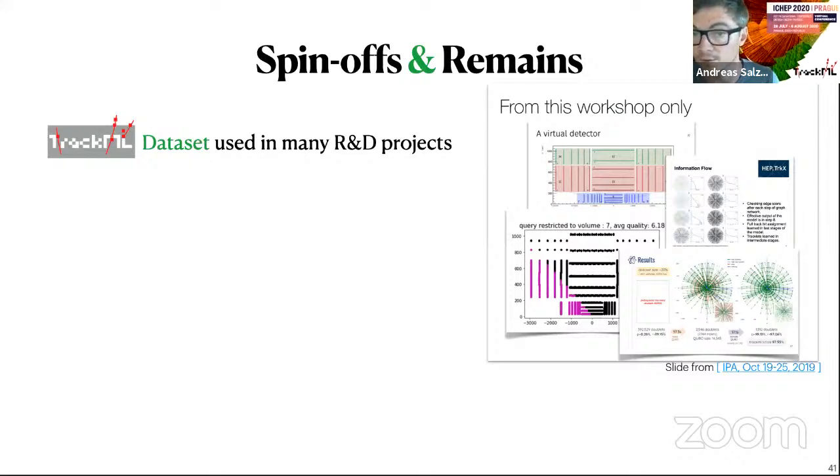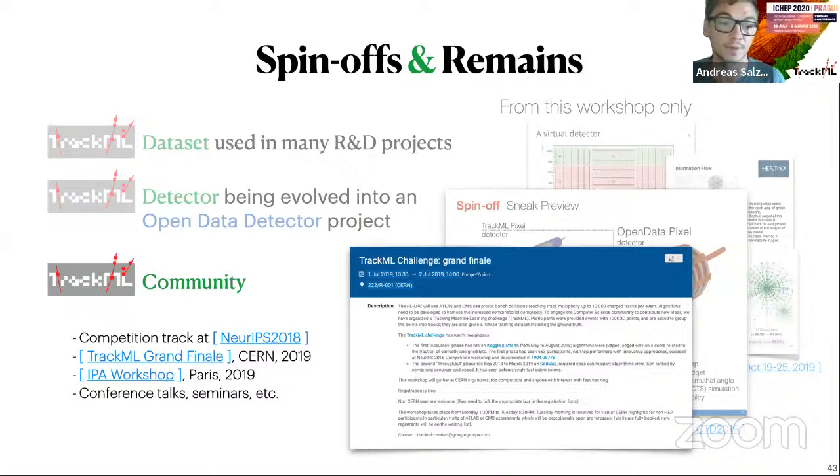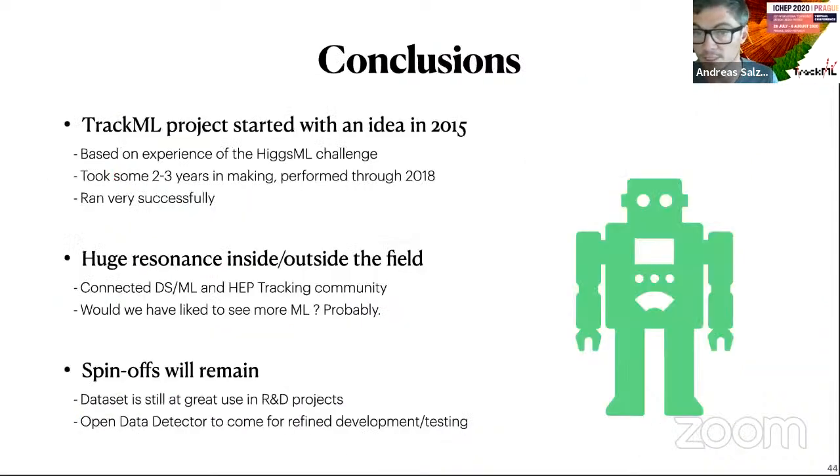A few spin-offs of this: the data set is now used all over the place in R&D projects, from quantum computing to more ML. We are evolving this detector into an open data detector project that is in the finalization of validating, and then we want to have a data set which is even more realistic for people to train. And we have certainly built up a community, which you can see from follow-up workshops, seminar talks, etc.